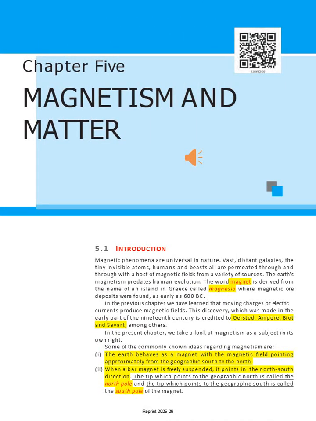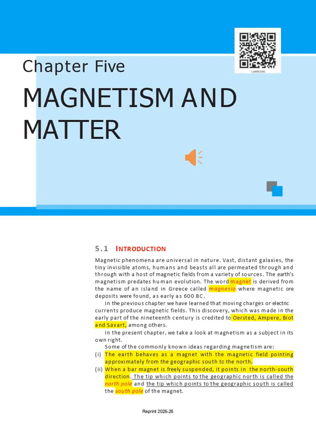Magnetism and Matter. Introduction. Magnetic phenomena are universal in nature. Vast, distant galaxies, the tiny invisible atoms, humans and beasts all are permeated through and through with a host of magnetic fields from a variety of sources. The Earth's magnetism predates human evolution. The word magnet is derived from the name of an island in Greece called Magnesia where magnetic ore deposits were found, as early as 600 BC.